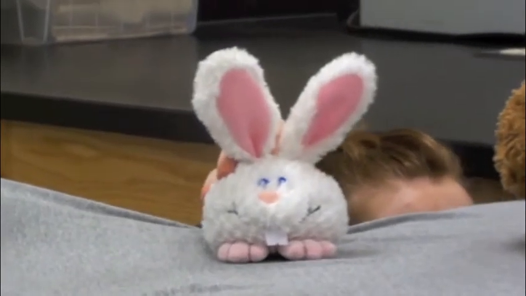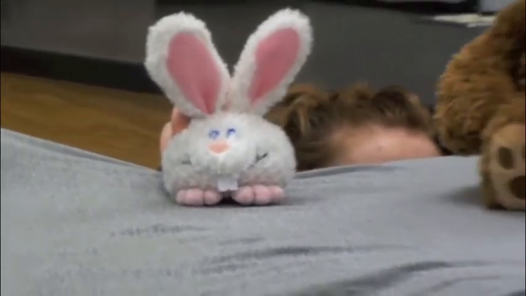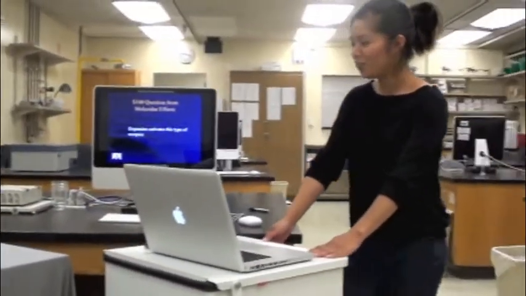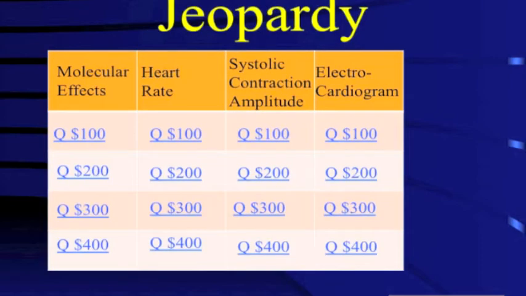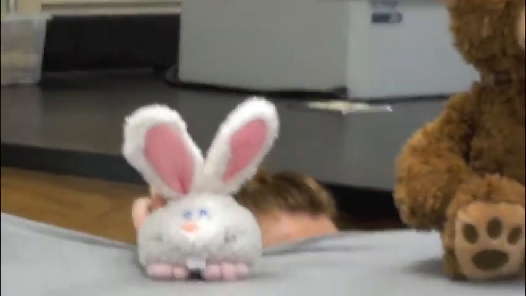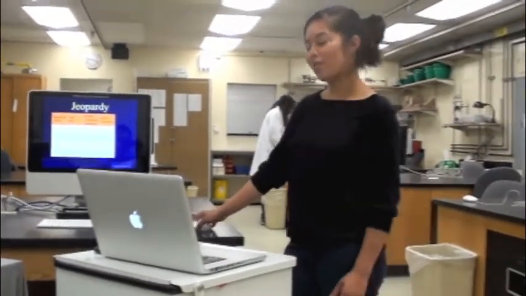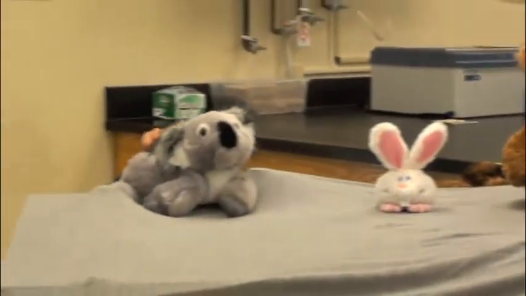Little Bunny Foo-Foo, what is your answer? What are alpha receptors? I'm sorry, Foo-Foo, but the question is, what is the beta-1 receptor? Next question. Foo-Foo, what is your pick? Electrocardiogram for 100. Alright, electrocardiogram for 100. These 3 waves signify the electrical activity of the ventricular contractile cells.